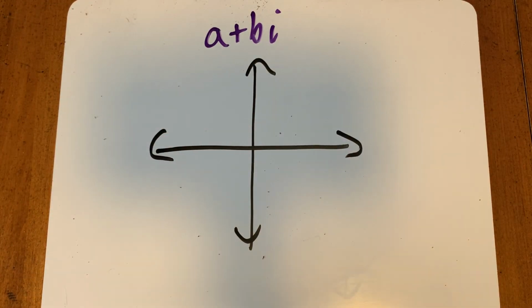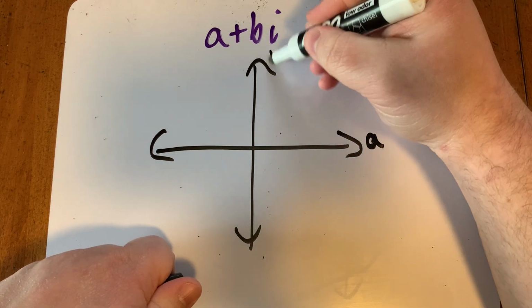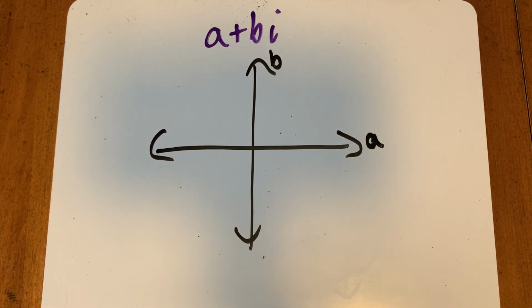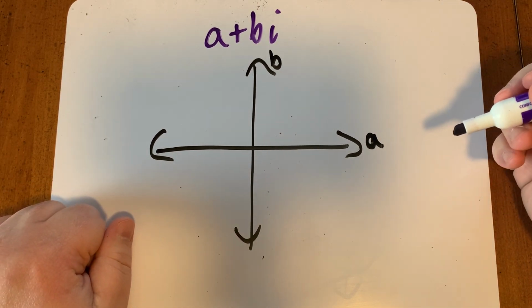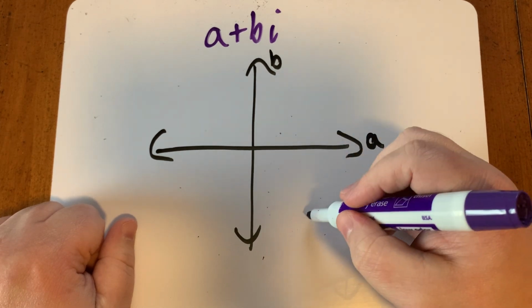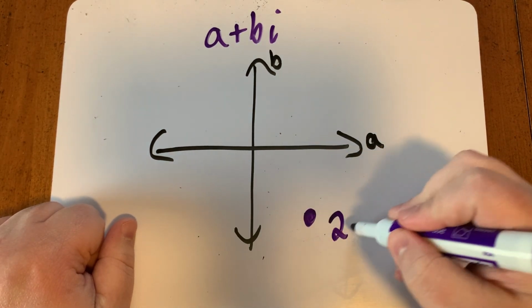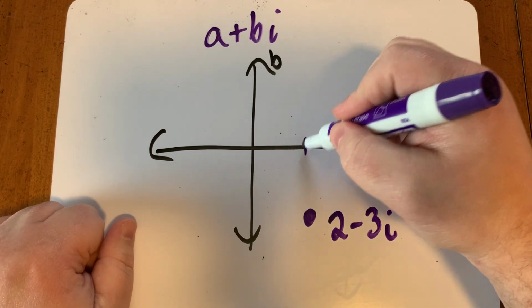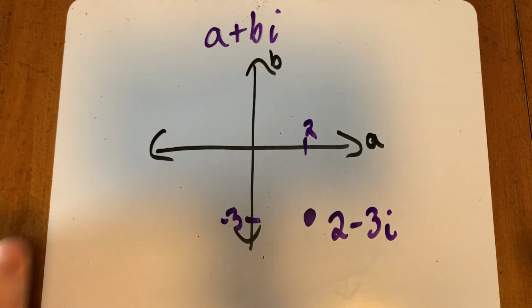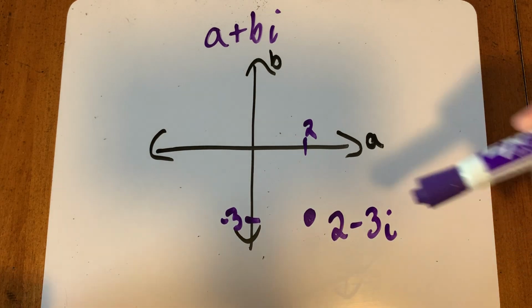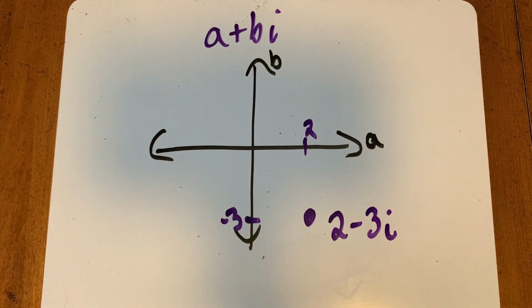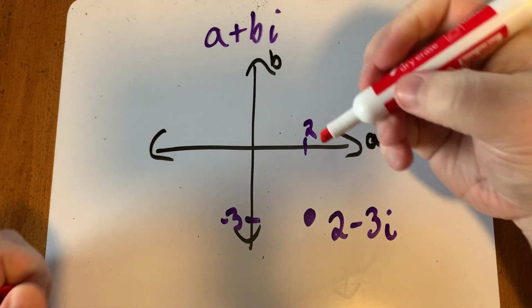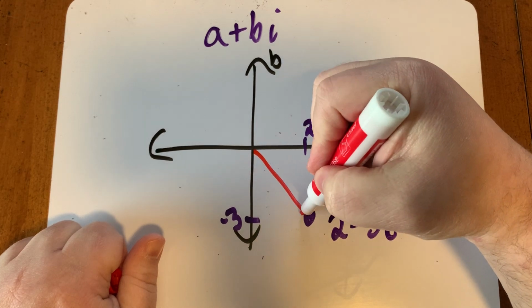Or I'm sorry, not our polar plane, our complex plane, where the horizontal axis is A and the vertical axis is B. So if we had, let's say, the number 2 minus 3i, it would be something like this, where this is 2, and that's -3. So we're defining A and B in terms of rectangular coordinate form, where A is the X and B is the Y.